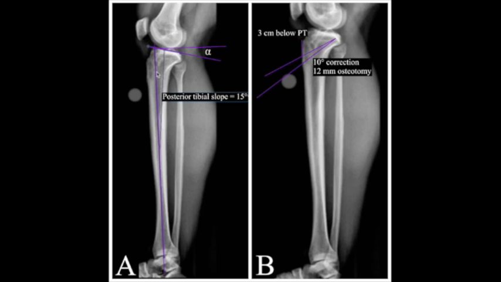The targeted posterior tibial slope after surgical correction is recommended to be between 5 to 8 degrees, as prior studies have raised concerns of overcorrection, leading to increased strain on the posterior cruciate ligament. We then switch to the surgical procedures.